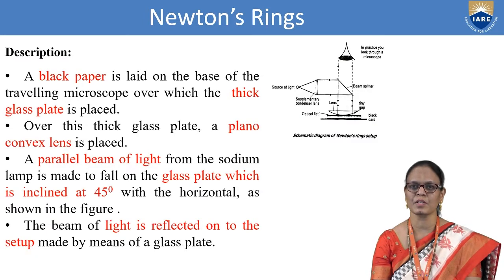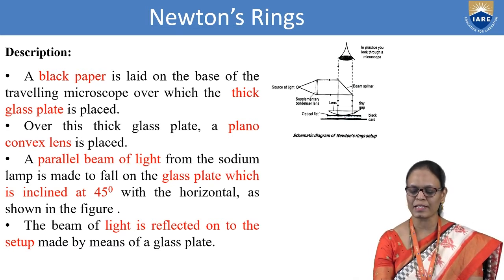Let us see the description, how we are going to set up the arrangement. A black paper is laid on the base of the traveling microscope. So we imagine this is the base of the microscope. So we lay a black paper over which the thick glass plate is placed. And over the thick glass plate we are placing the lens.